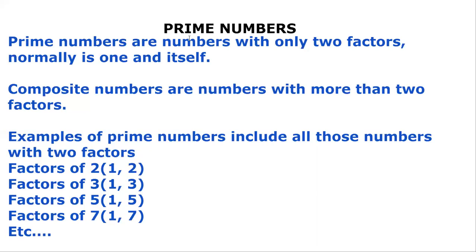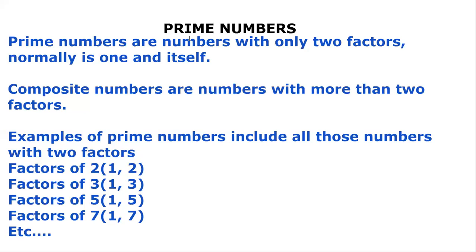Normally, the way to find out is to start with 1 and then the number itself as its factors. So take a number like 2. When you talk about the factors of 2, you are referring to those numbers that can divide 2 equally. And only 1 and 2 can divide 2 equally. There's no way you can get another number to divide 2 equally.